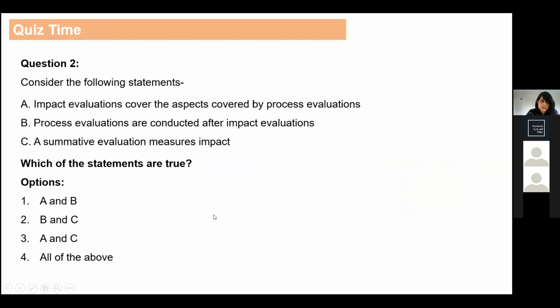So moving on to our next part, we have another little quiz coming up. We have three statements here, as you can see, and you have to tell me which of the statements above is true. The first statement is that the impact evaluations cover the aspects covered by the process evaluations. The second is that process evaluations are conducted after impact evaluations. And the third is the summative evaluation measures impact. So once again, using the chat box, I would request you all to please let me know what you think are the correct options.